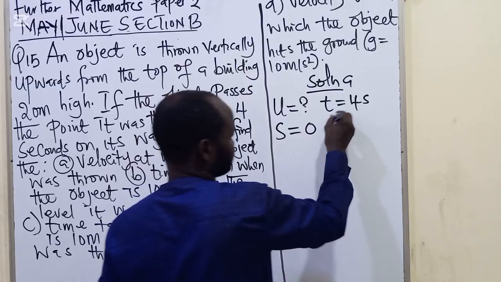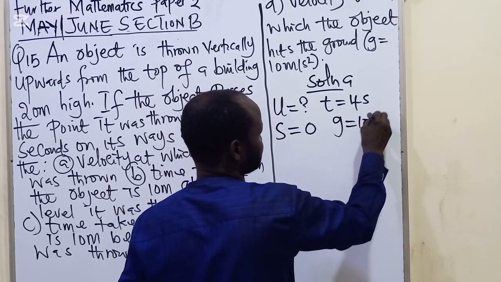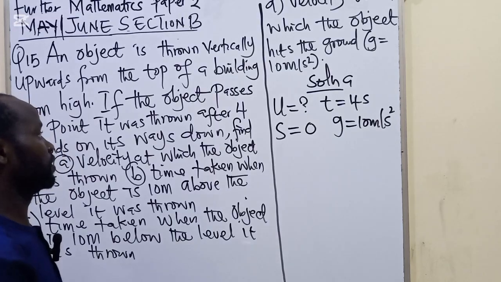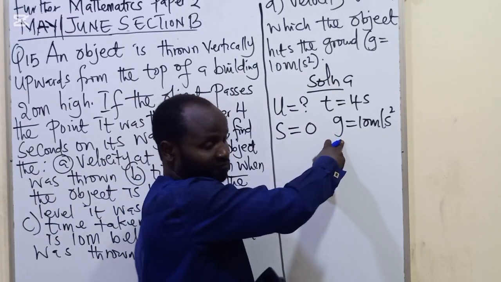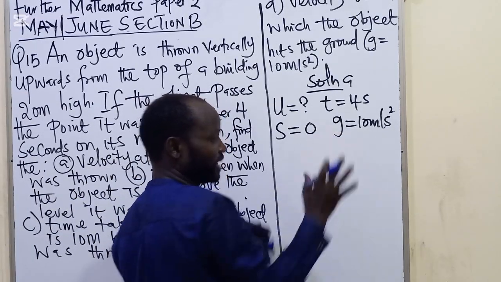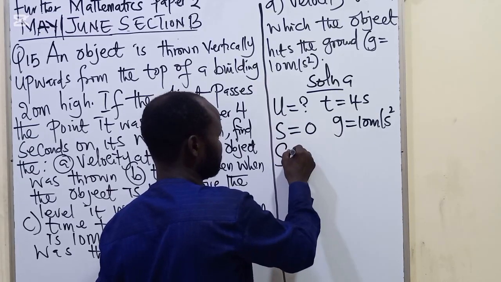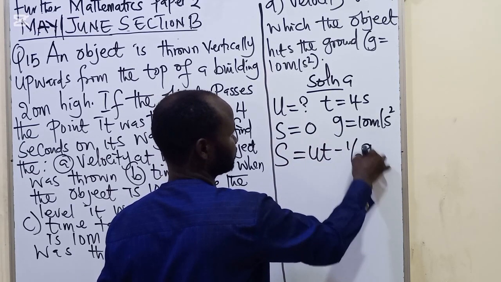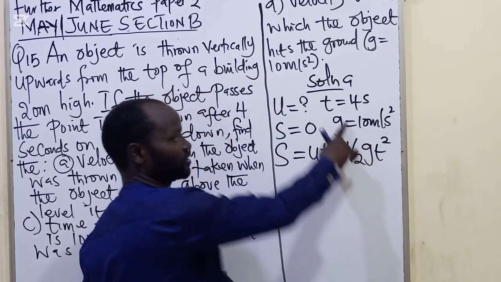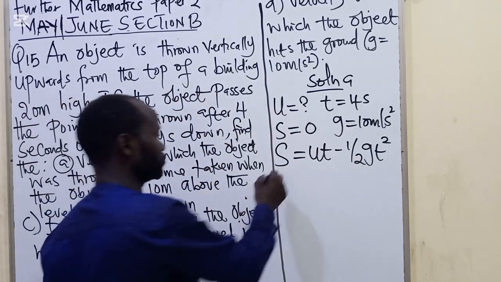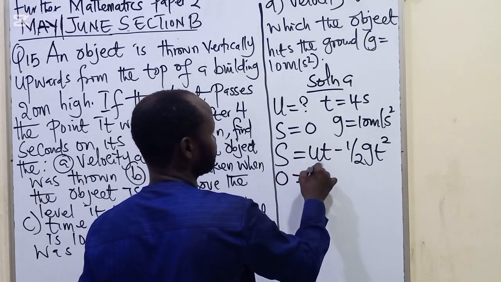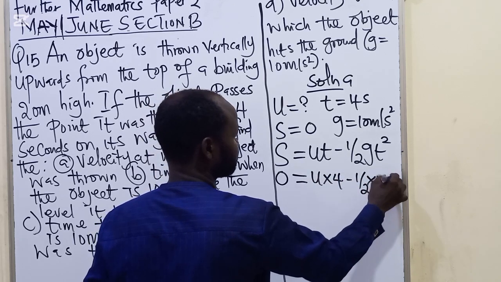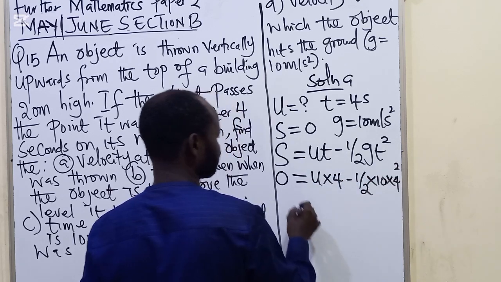Of course, acceleration due to gravity will be 10 meters per second squared. Since it's upward motion, we use negative acceleration, because it is against gravity. So the displacement s will be ut minus half gt squared. We are using negative because g is negative. Very important. Let's substitute. This will be 0 equals u, that's what we are looking for, times 4 minus half times 10 times 4 squared.